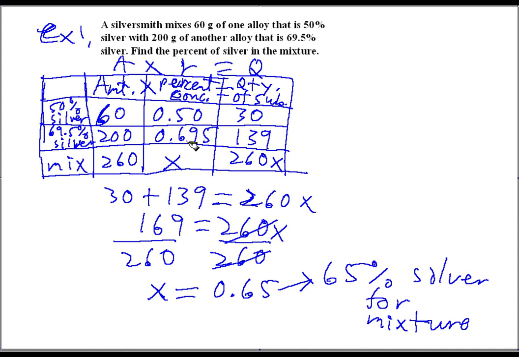All right, so practice setting up these problems using this table format here. A times R is equal to Q. Again, amount of solution times percent concentration is equal to the quantity of substance, in this case the quantity of what? Silver in this problem.